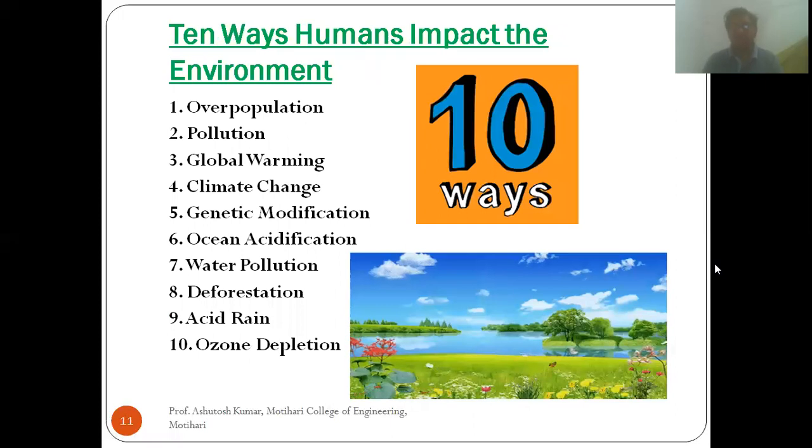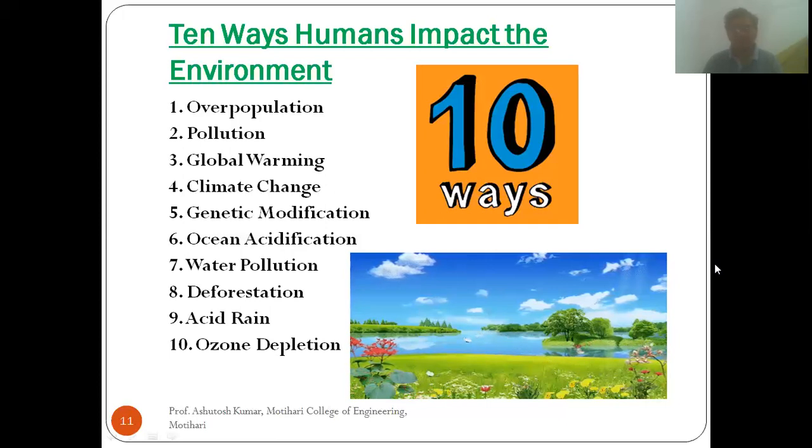Now, what are the 10 ways humans impact the environment? This is very important and we have to understand it. The first and very important one is overpopulation. Overpopulation is the first way humans impact the environment. The second one is pollution. As we all know, pollution is the most hazardous and it is greatly affecting our environment.